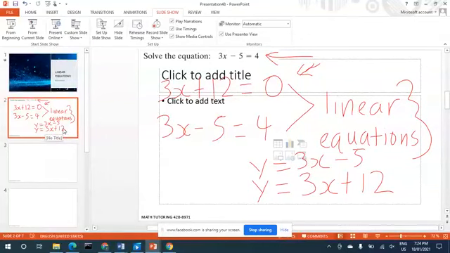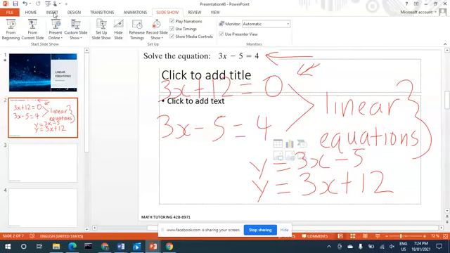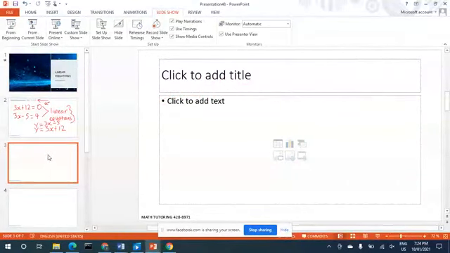All right, so let us consider this equation, 3x minus 5 equals 4. It's a simple one to start off with. 3x minus 5 equals 4. So let's start off with that.